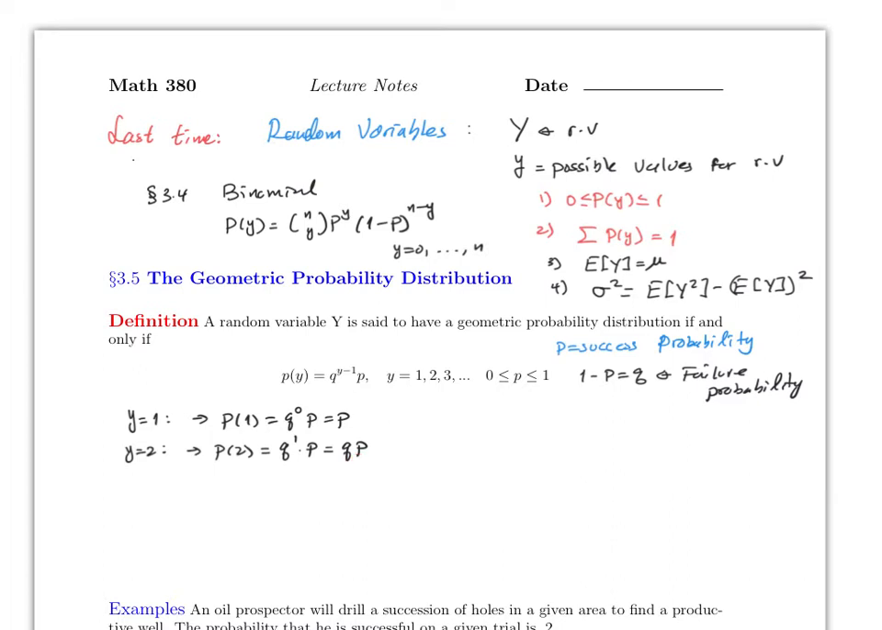Okay, so let's do one more. So y equals 3, it will mean that p of 3 will be q squared times p. You can also look at it this way as being q times q times p, which means you failed the first time, you failed the second time, and then you were successful the third time. So therefore, this will give you the precise probability.